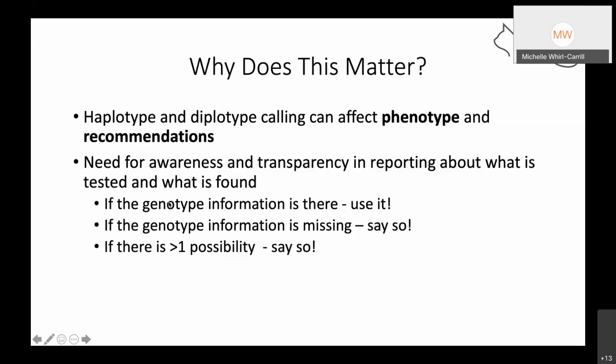But what we're saying with PharmCAT is if the genotype information is there, you should use it, no matter what positions were looked at. Use all of that information. And if anything is missing, you have to do the best you can do. This is true, we use genotype chips all the time. You have to just use what you can. But if you're missing critical information, you should at least say so.